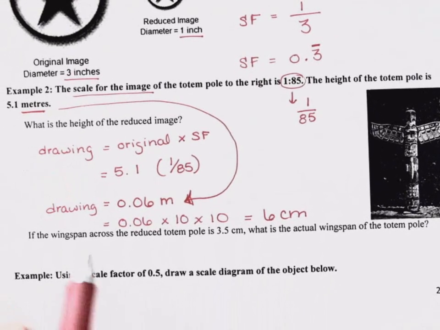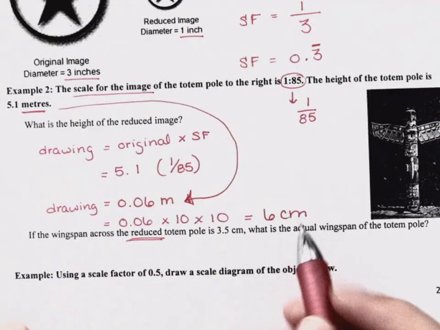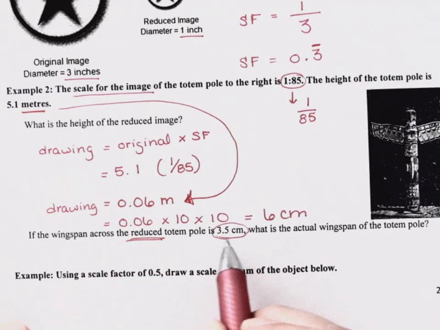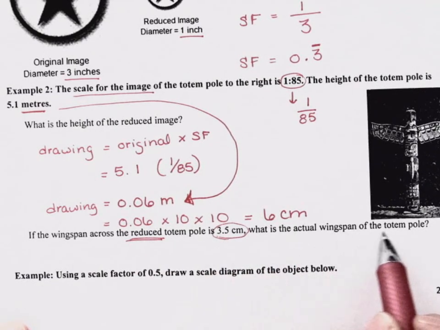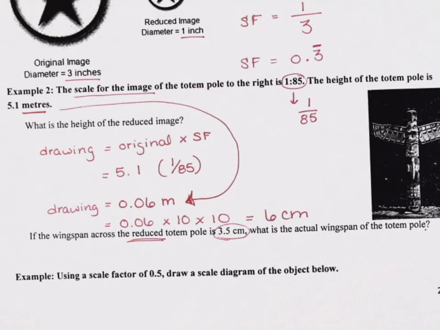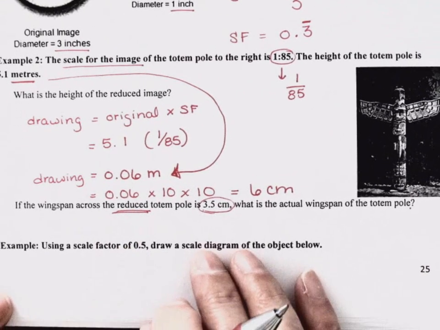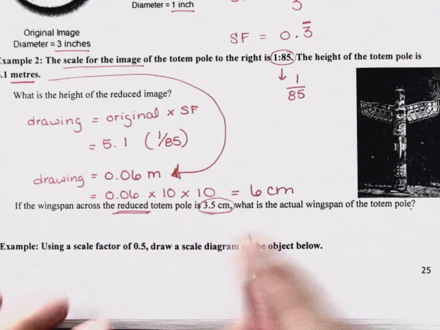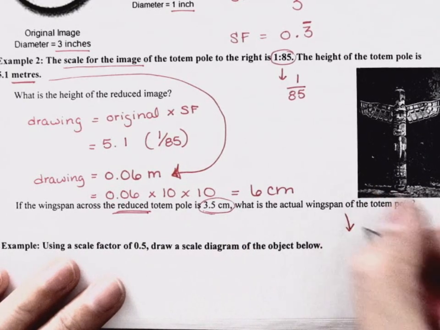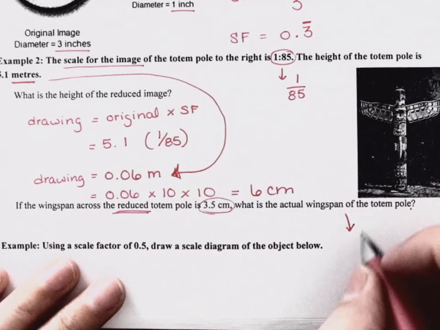Okay, if the wingspan across the reduced totem, so we know the drawing this time, is 3.5 centimeters, what's the actual wingspan? Oh, sorry, this shouldn't be here. Move that down, imagine that in your mind, that it's moved down. Okay, so we're gonna do some math. I'm gonna slide back up.